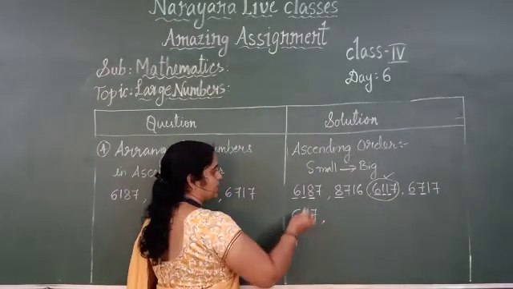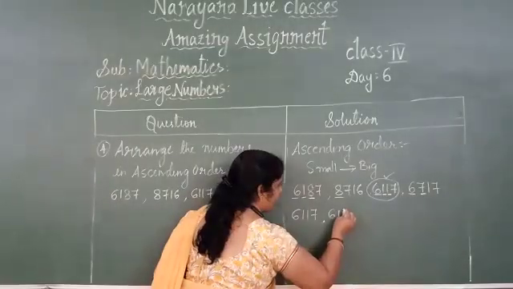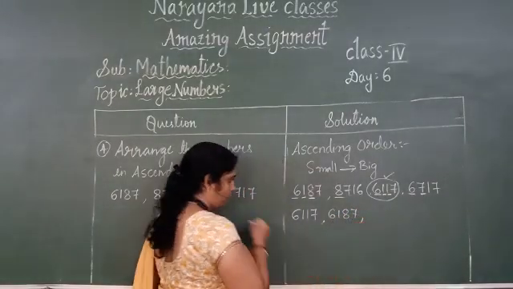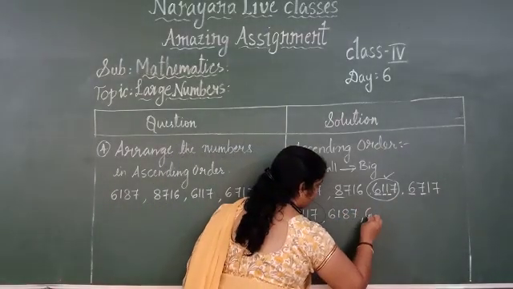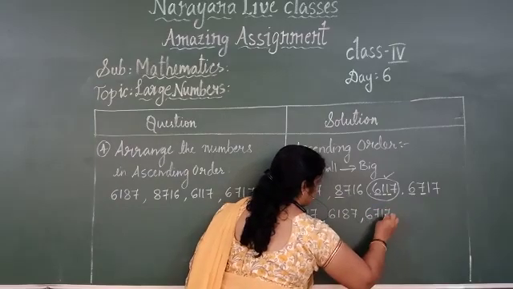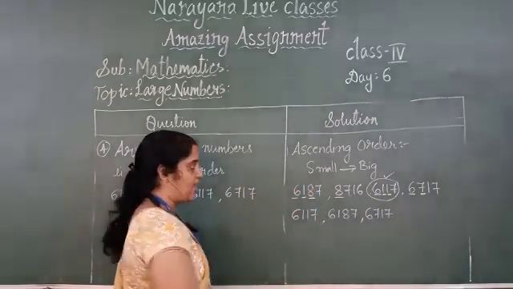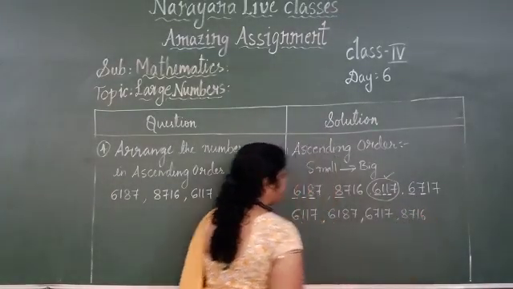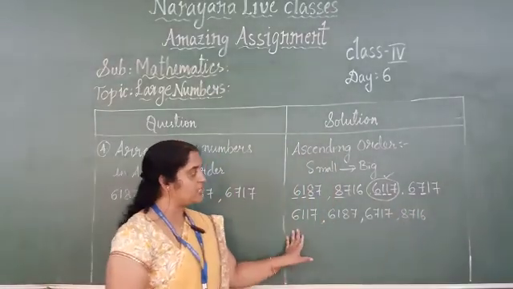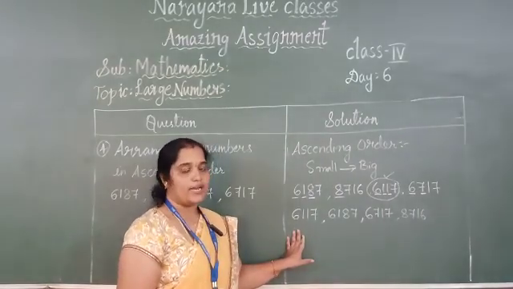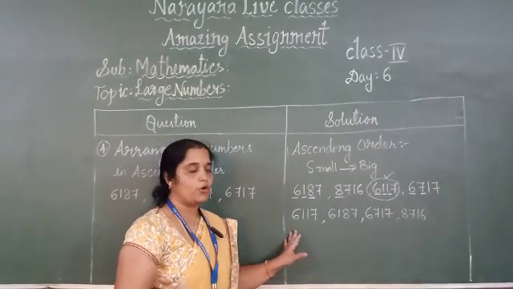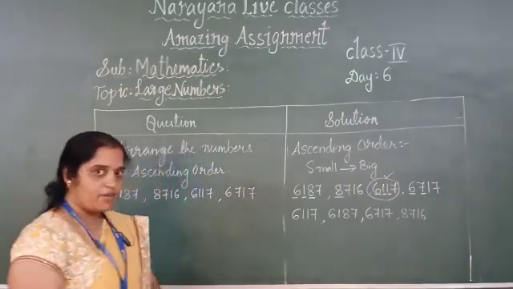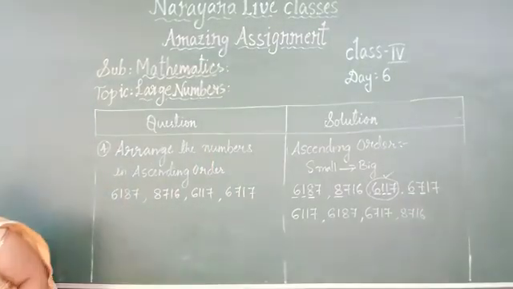6,117. Next, this is the smallest, 6,187. Next one, 6,717. As the last one, 8,760. These are the numbers arranged in ascending order. I hope you understood, children. Shall we move on to the next question?